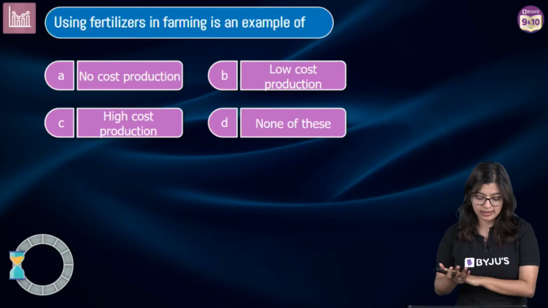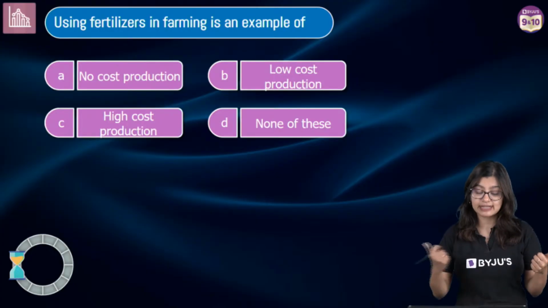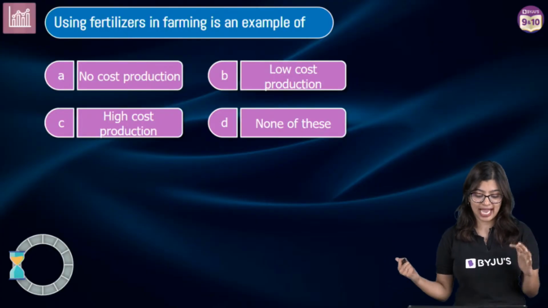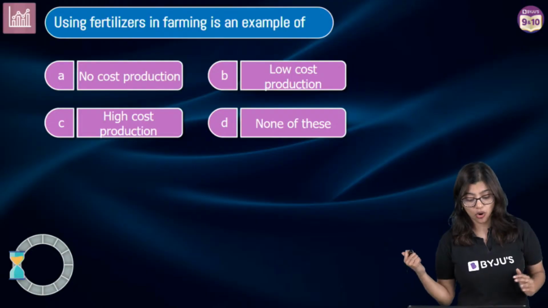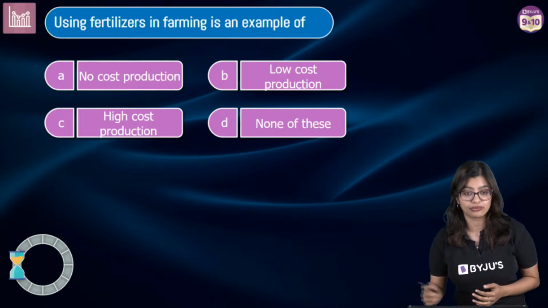Now last but not the least, using fertilizers in farming is an example of dash. No cost production, low cost, high cost, or none of these.